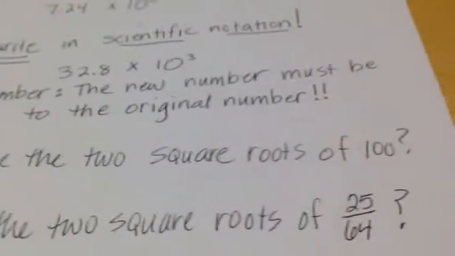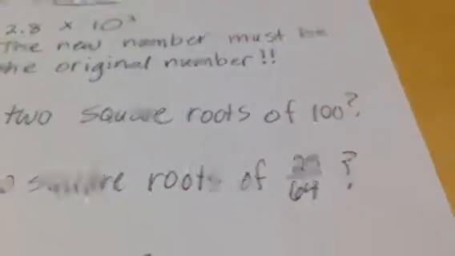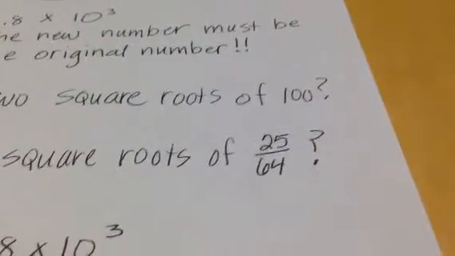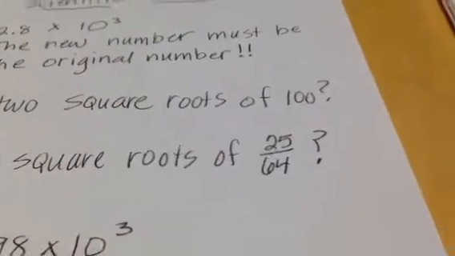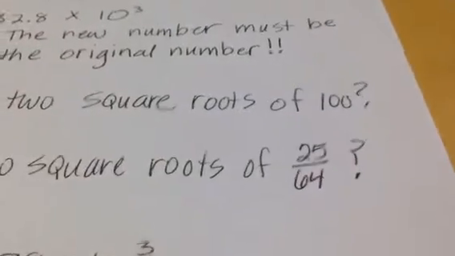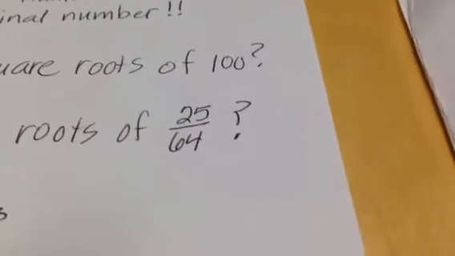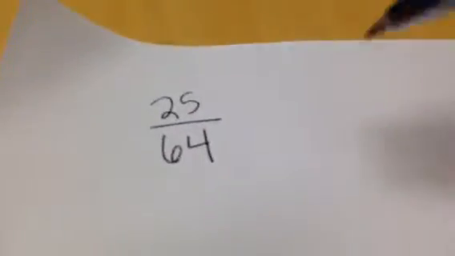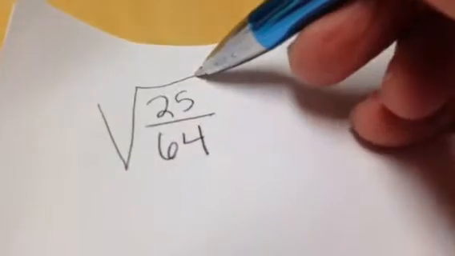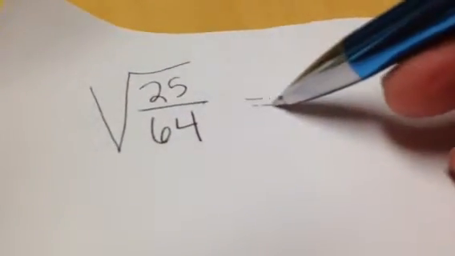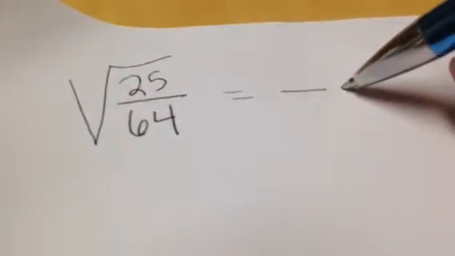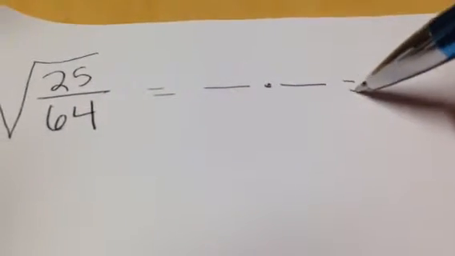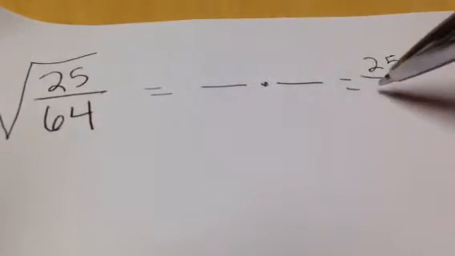Okay, so we did what are the two square roots of 100, and now we're going to do what are the two square roots of 25 over 64. So remember when we spoke before about square roots, and we talked about the square root of a fraction. So we have 25 over 64. If I want the square root of this entire fraction, I could ask myself, what fraction times itself 2 times equals 25 over 64?